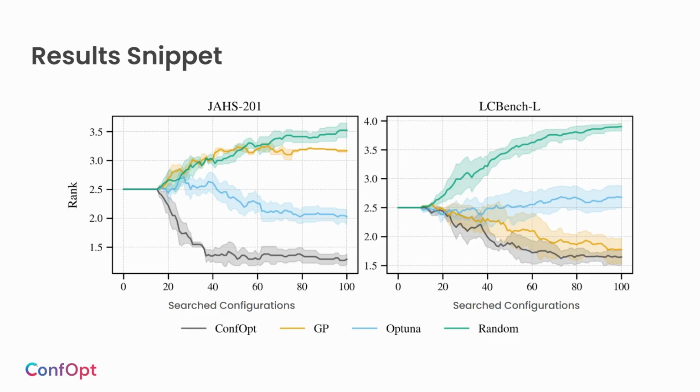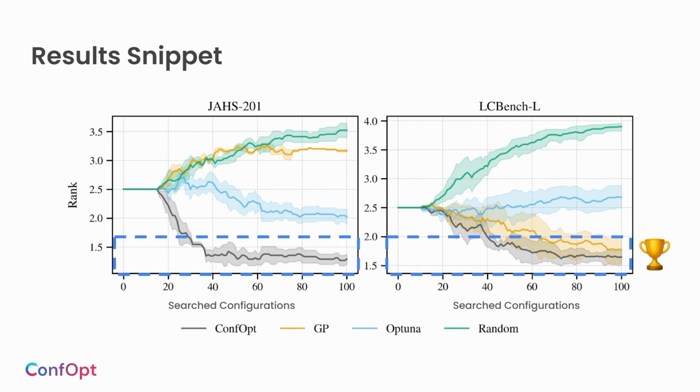Good. So then that takes us to results. So here I just have a small results snippet comparing how all this new methodology, the quantile regression methodology in ConfOpt, compares to existing alternatives. And here I have two benchmarks. One is JAHS 201, which is a convolutional neural network benchmark tuning across 3 image recognition data sets. And then here I have LC-Bench, which is a feed-forward neural network tuning benchmark that looks at, in this case, 5 large classification data sets. The full LC-Bench has 32. This is a subset version.